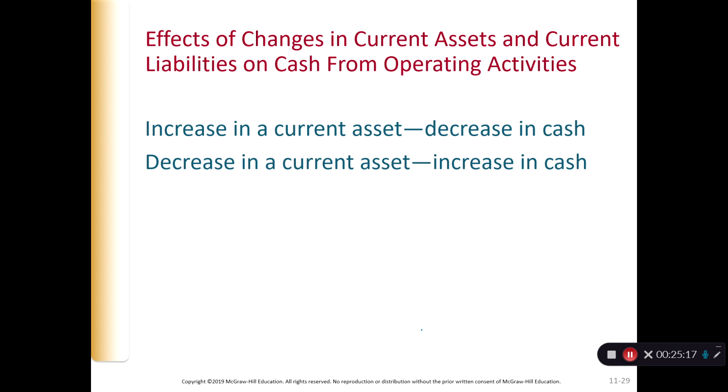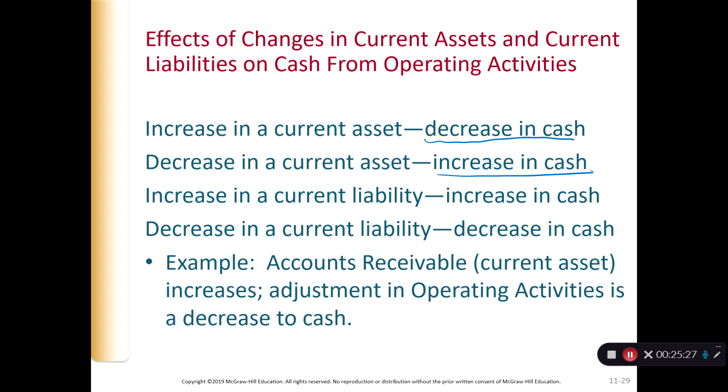The third one: for an increase in current asset, we want to decrease the cash, and for a decrease in current asset, we increase the cash. Why is that? And also an increase in current liability. So I want to say, for an increase in current asset, we want to reduce the cash.